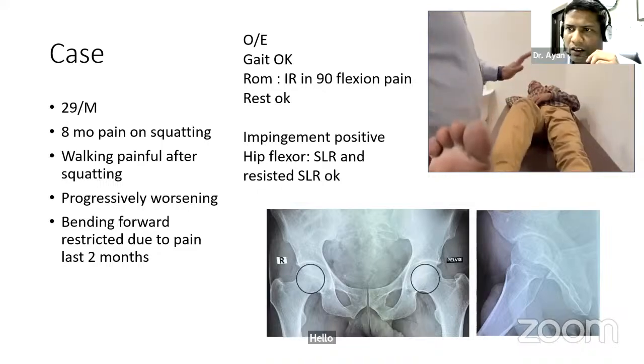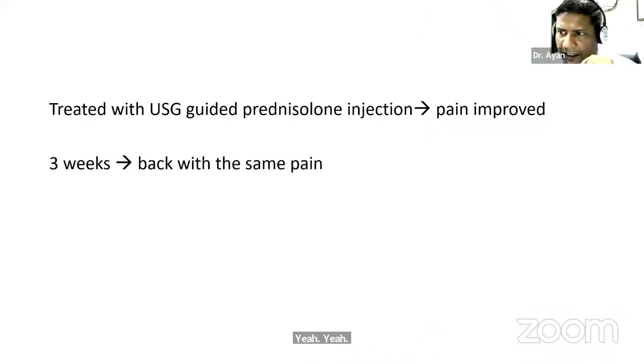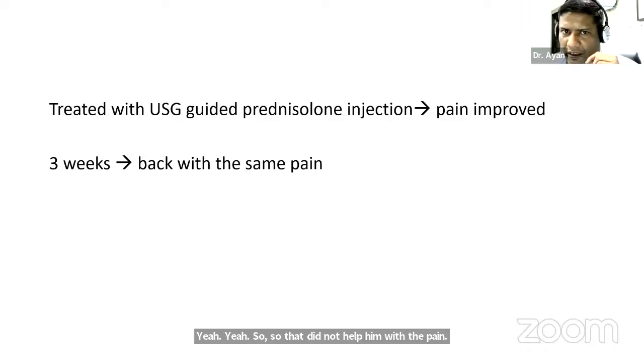We are hearing. Yeah. So that did not help him with the pain. He comes back to me after 7 days, and he still has that pain. At this time, he also had a positive impingement again. So we thought of giving him an ultrasound guided prednisolone injection and see how the pain works. With the injection, he reported significant improvement, and 3 weeks later, he comes back with the same pain.